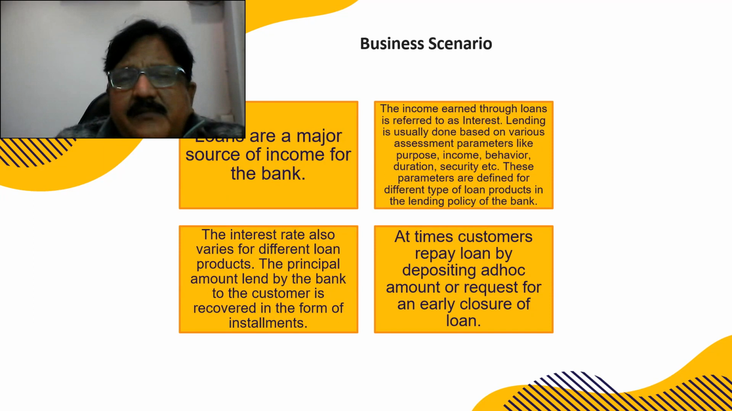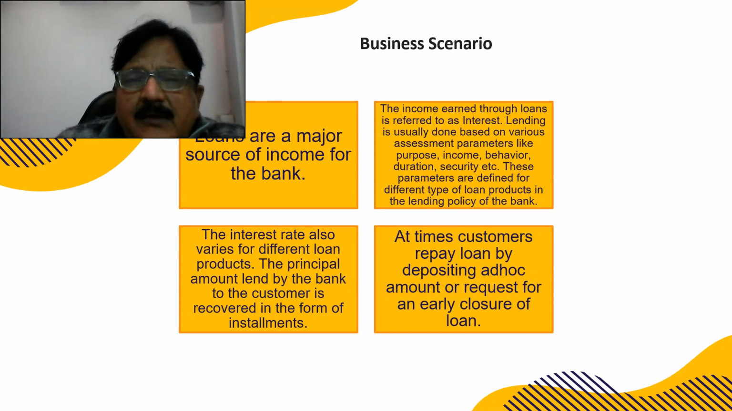Lending is usually done based on various assessment parameters like purpose, income criteria. Maybe it is a salaried person or a business person. The FOIR, fixed obligation to income ratio, INSR, installment to net salary ratio, and LTV ratios. We calculate the eligibility, behavior, duration, security. So these parameters are defined for different types of loans, products, and lending policy of the bank. And interest rates also depend on the MCLR. Now we have the latest concept of external benchmark lending rate, EBLR.